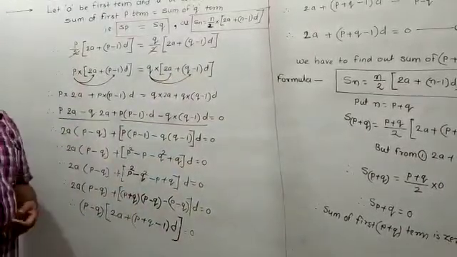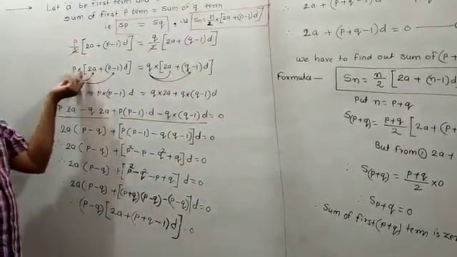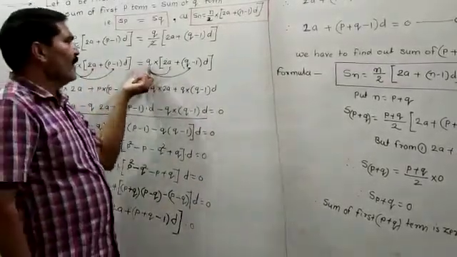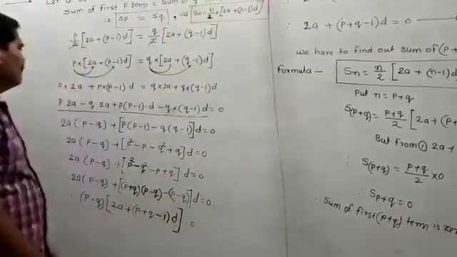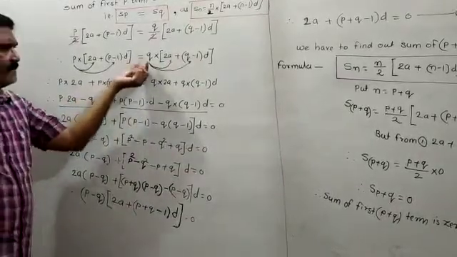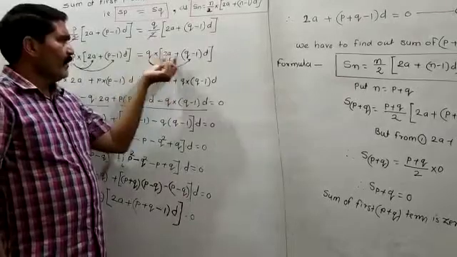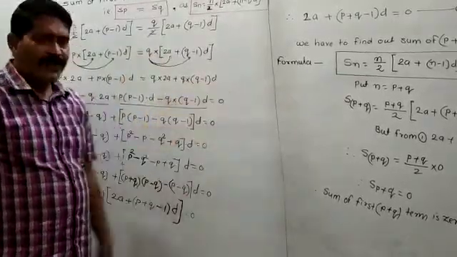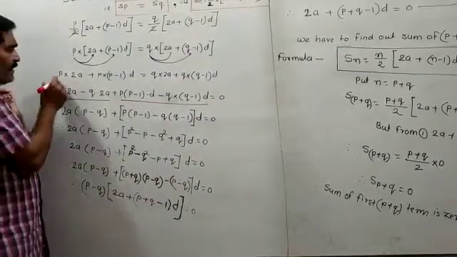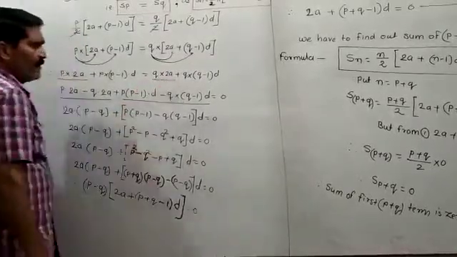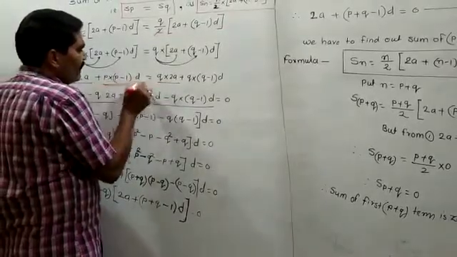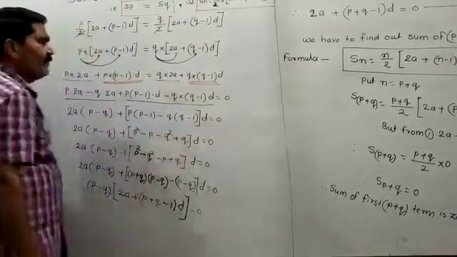So here you have to utilize the distributive law. P multiplied by, you have to do the product of p and 2a, p and p minus 1 into d, and q and 2a, and q and q minus 1 into d. So this becomes p multiplied by 2a plus p multiplied by p minus 1 into d. Similarly, q multiplied by 2a plus q into q minus 1 into d. Then you have to collect the like terms, p into 2a and q into 2a together, and p into p minus 1 into d and q into q minus 1 into d together.